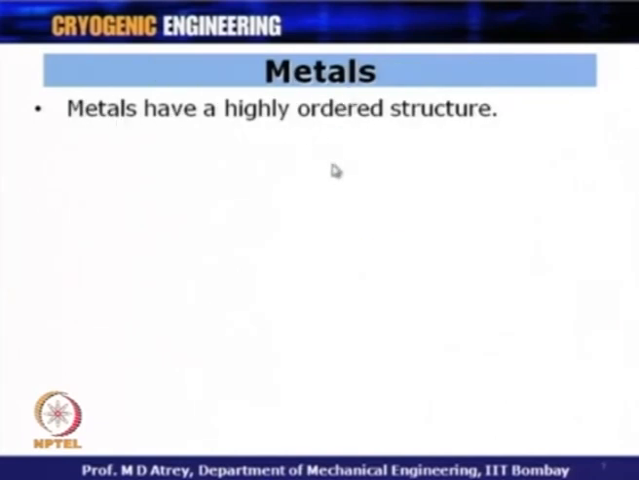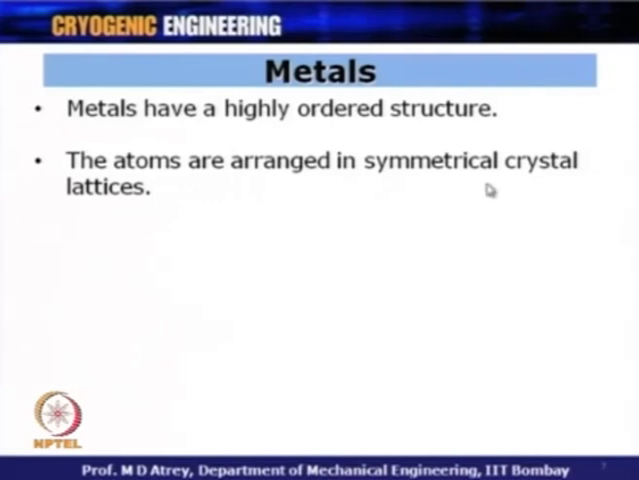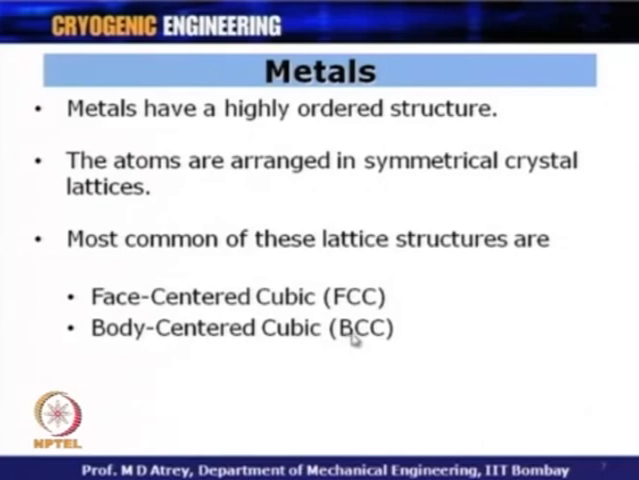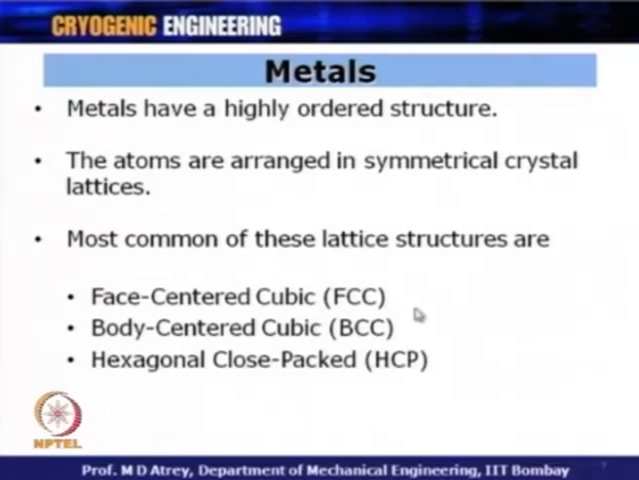As you know, now we will come to metals. We know that metals have a highly ordered structure. The atoms are arranged in symmetrical crystal lattices, and the most common of these lattice structures are face centered cubic, that is FCC material, body centered cubic, that is BCC material, and hexagonal close packed material, that is HCP material. I think we have studied all these things in the fundamentals of material science, maybe in the first year or second year of engineering. We will just revise those fundamentals and find out what exactly FCC, BCC or HCP mean.